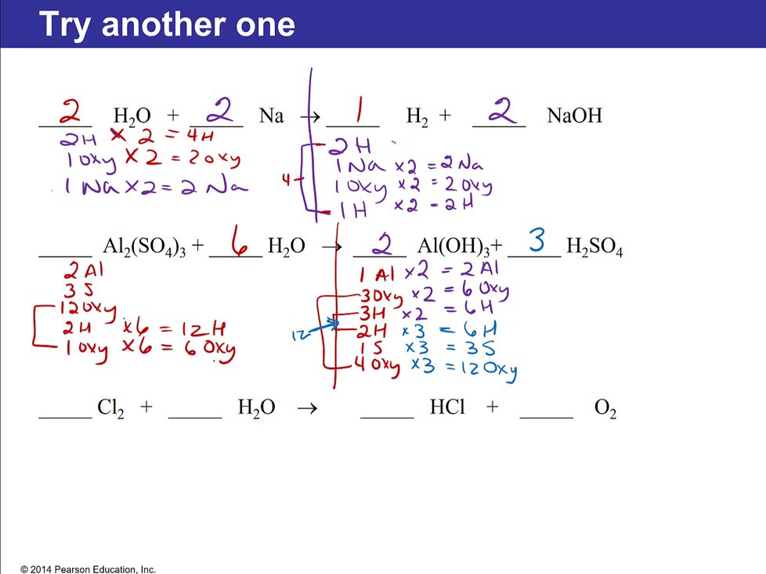Aluminums are still balanced. Sulfurs are still balanced. So now I've got to count these oxygens. So over here I have 12 and 6. That's 18. Over here I have 6 and 12. That's 18. So magic, the oxygens balance themselves. That is a 1. So don't worry if they start looking like they're getting bigger. Sometimes that's going to happen. Oftentimes they stay pretty simple.